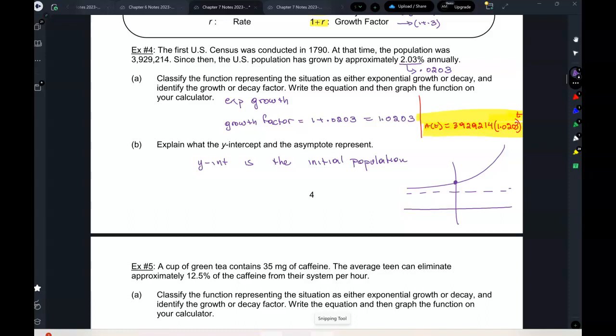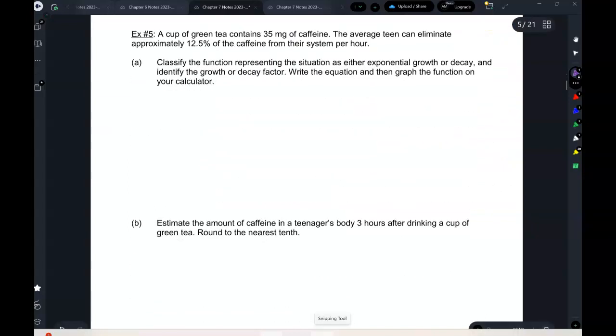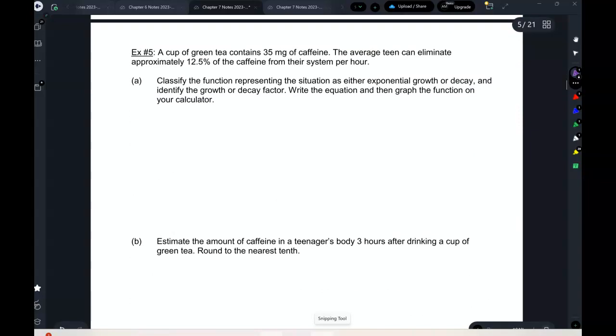The smallest the population could possibly be or was, okay? So the asymptote represents the lowest population, right? So in this case, it would be y equals 0. All right. Next, a cup of green tea contains 35 milligrams of caffeine.